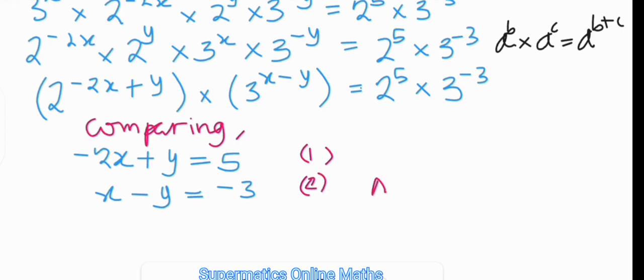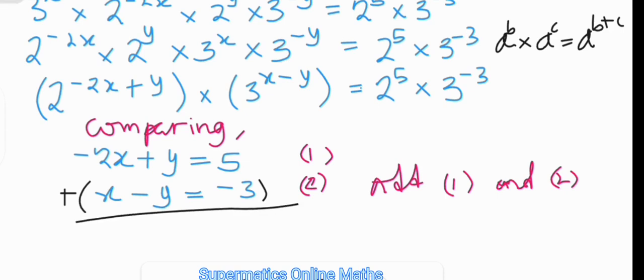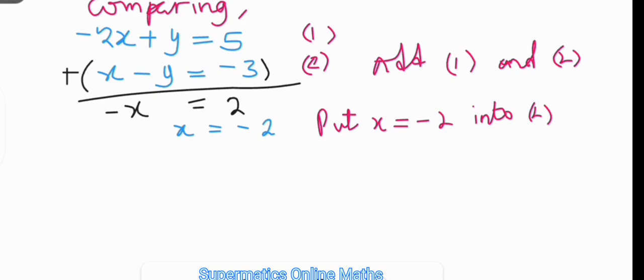And we are going to add the two equations in order to solve for x and also for y. So when we add them together, we're going to have negative x. Y gets eliminated and 2 on the right hand side. When we multiply both sides by negative 1, x is negative 2. Then we put the value of x into any of the equations, say equation 2, in order to get the corresponding value of y. So equation 2, which is x minus y, would be negative 2 minus y equal to negative 3.